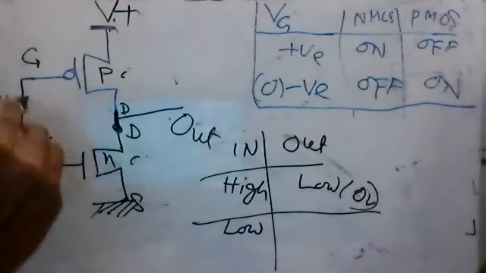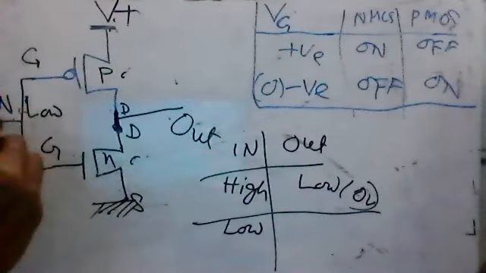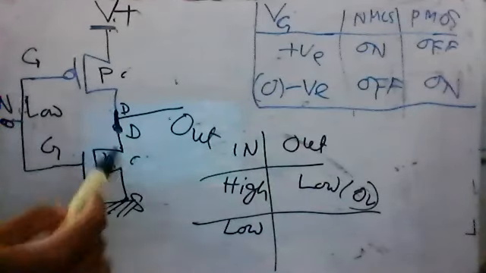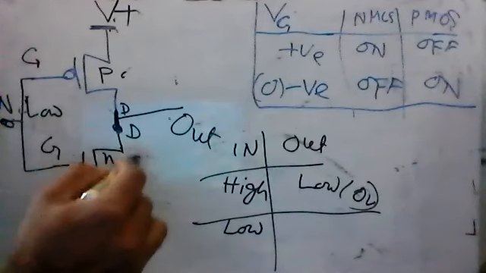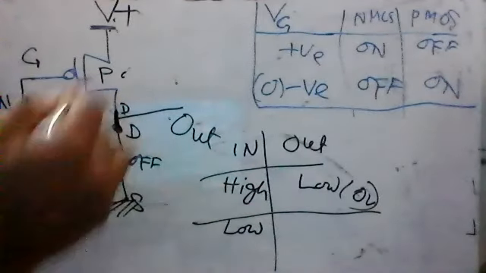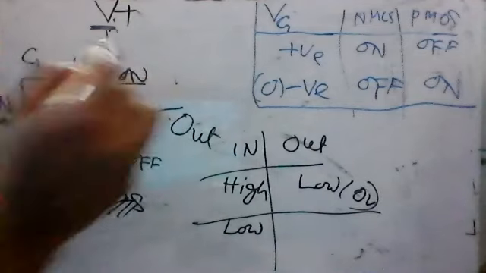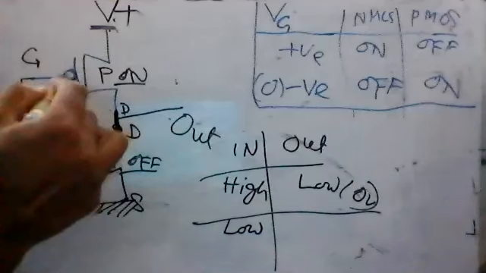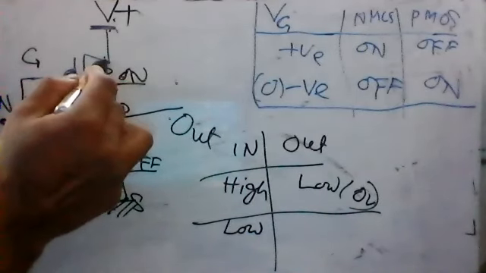We put a low voltage in the input, and here is a low voltage. If we put a low voltage, then the NMOS will be turned off. This one will be off, and this one will be on. Right? A low voltage means negative voltage or 0 voltage, right? Then the PMOS will be on.